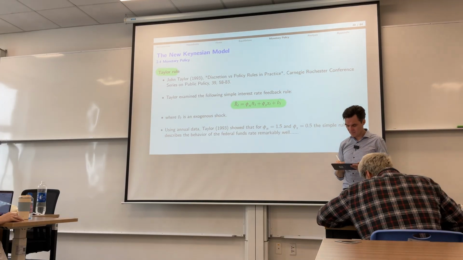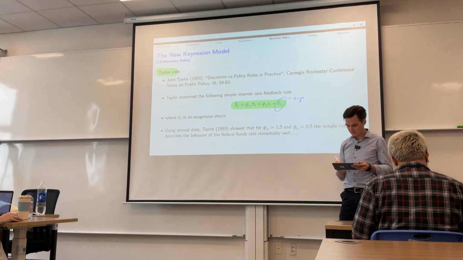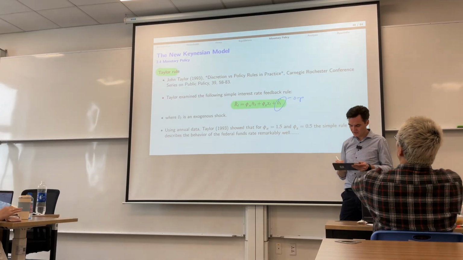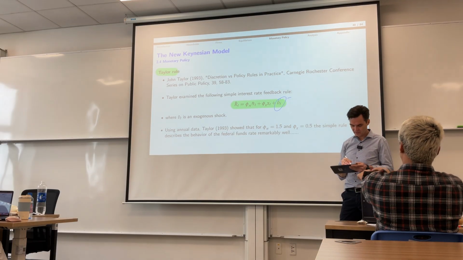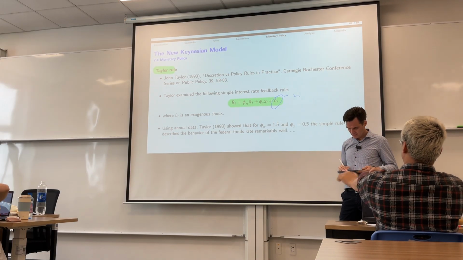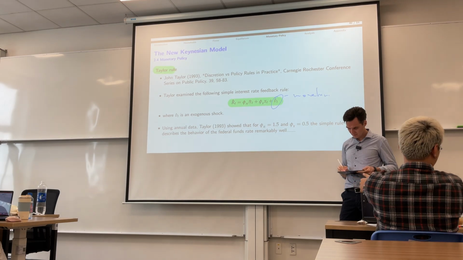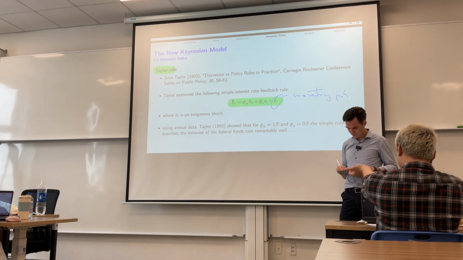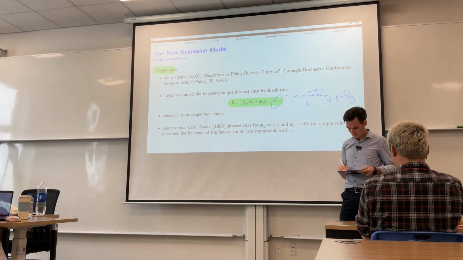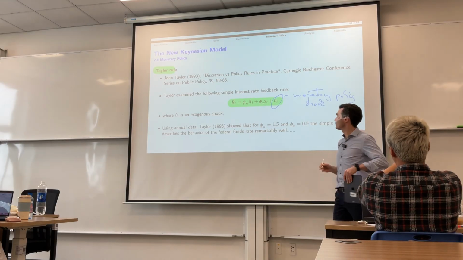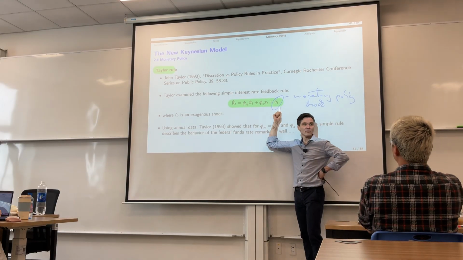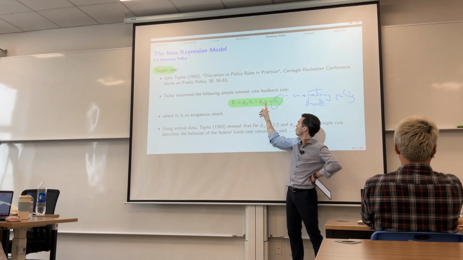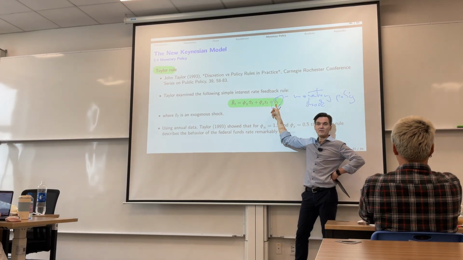So this is a monetary policy shock. It's called a monetary policy shock. So you can interpret this as a deviation from the rule. So the central bank follows this rule, but then occasionally it may deviate.